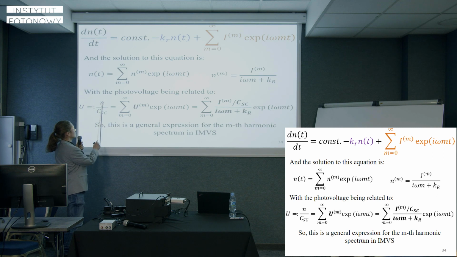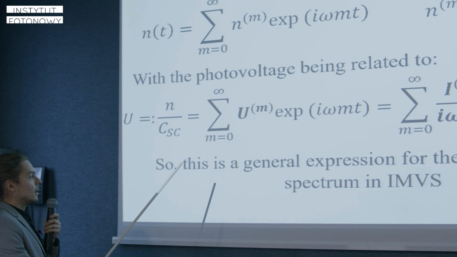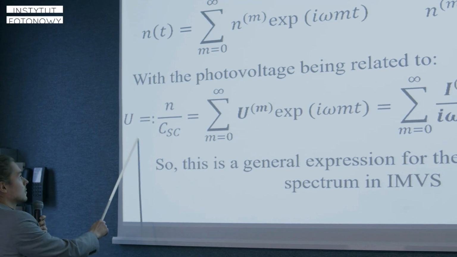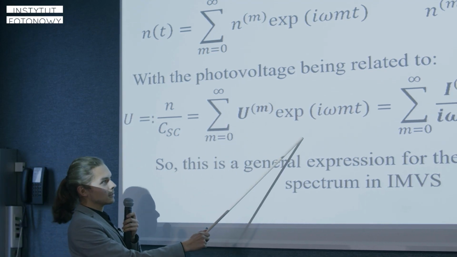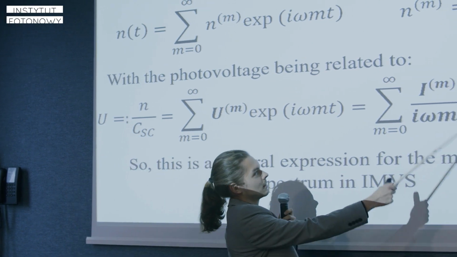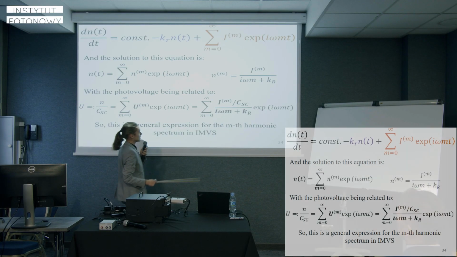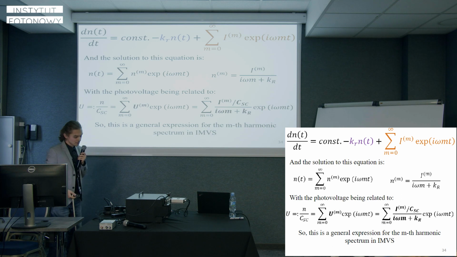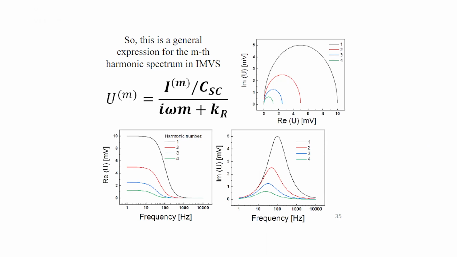This is the electron density I have calculated here. So I plug it in, and I compare this with the definition of the higher harmonics of the photovoltage, and this is the result. This is the most simple solution for higher harmonics with this very, very crude model. I obtained this result. How does it look? Well, it looks like this.